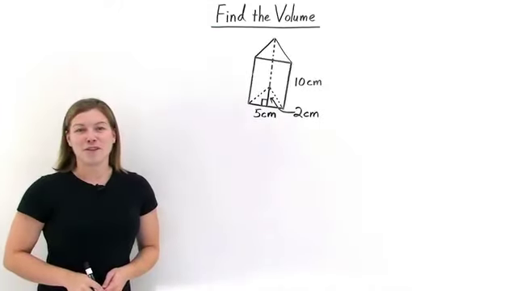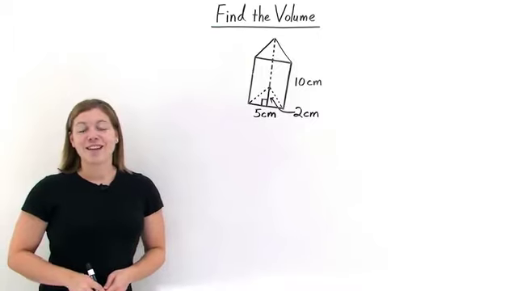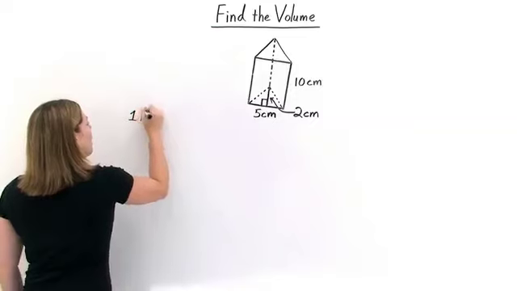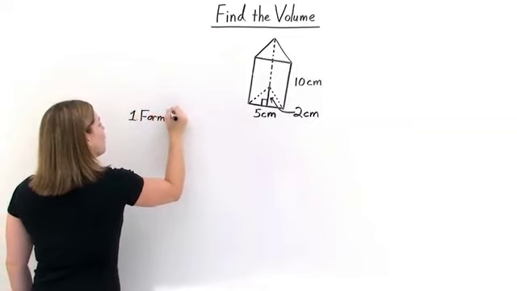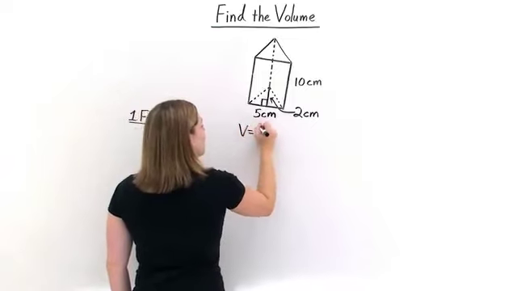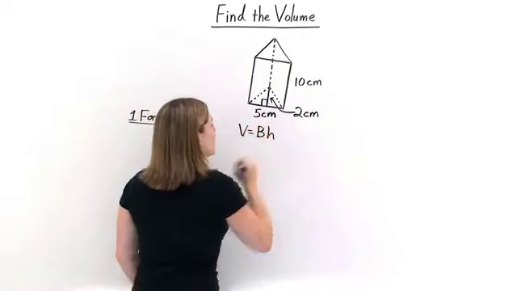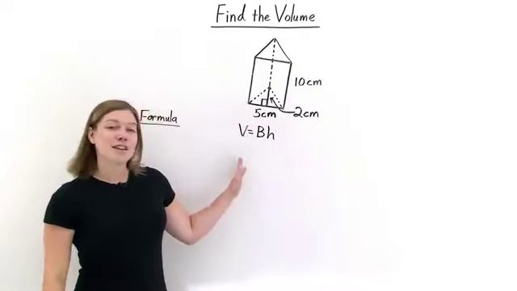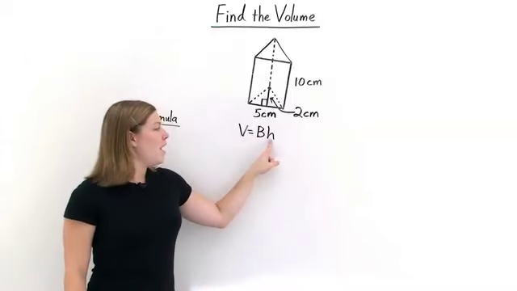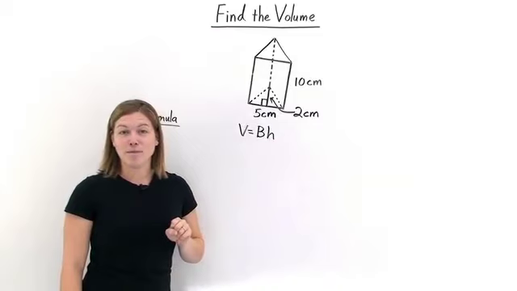Let's find the volume of this triangular prism. To find the volume of any prism, we need to start out by writing down the formula for the volume of a prism. The volume of a prism is equal to the area of the base times the height. So in this formula, B represents the area of the base, and H represents the height of the prism.